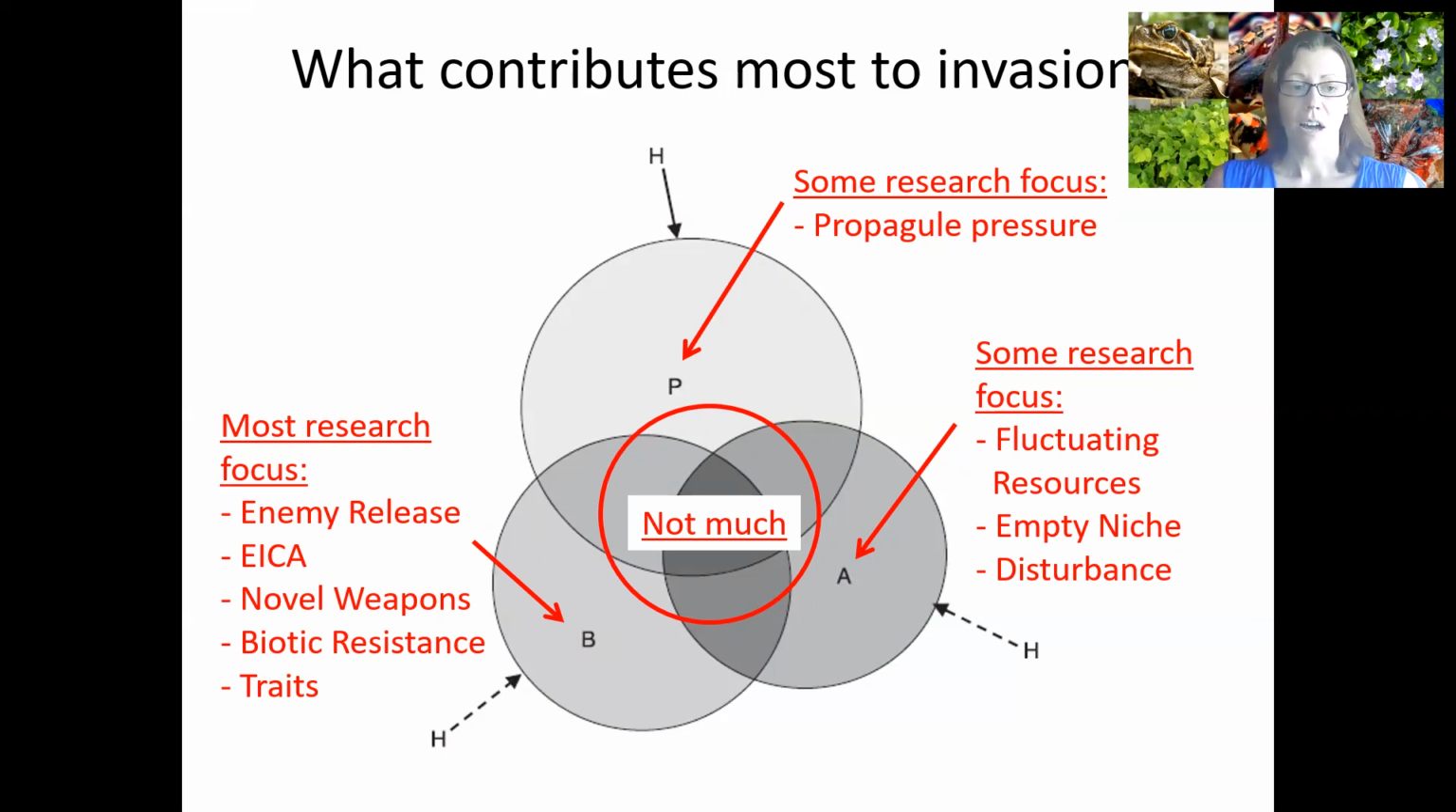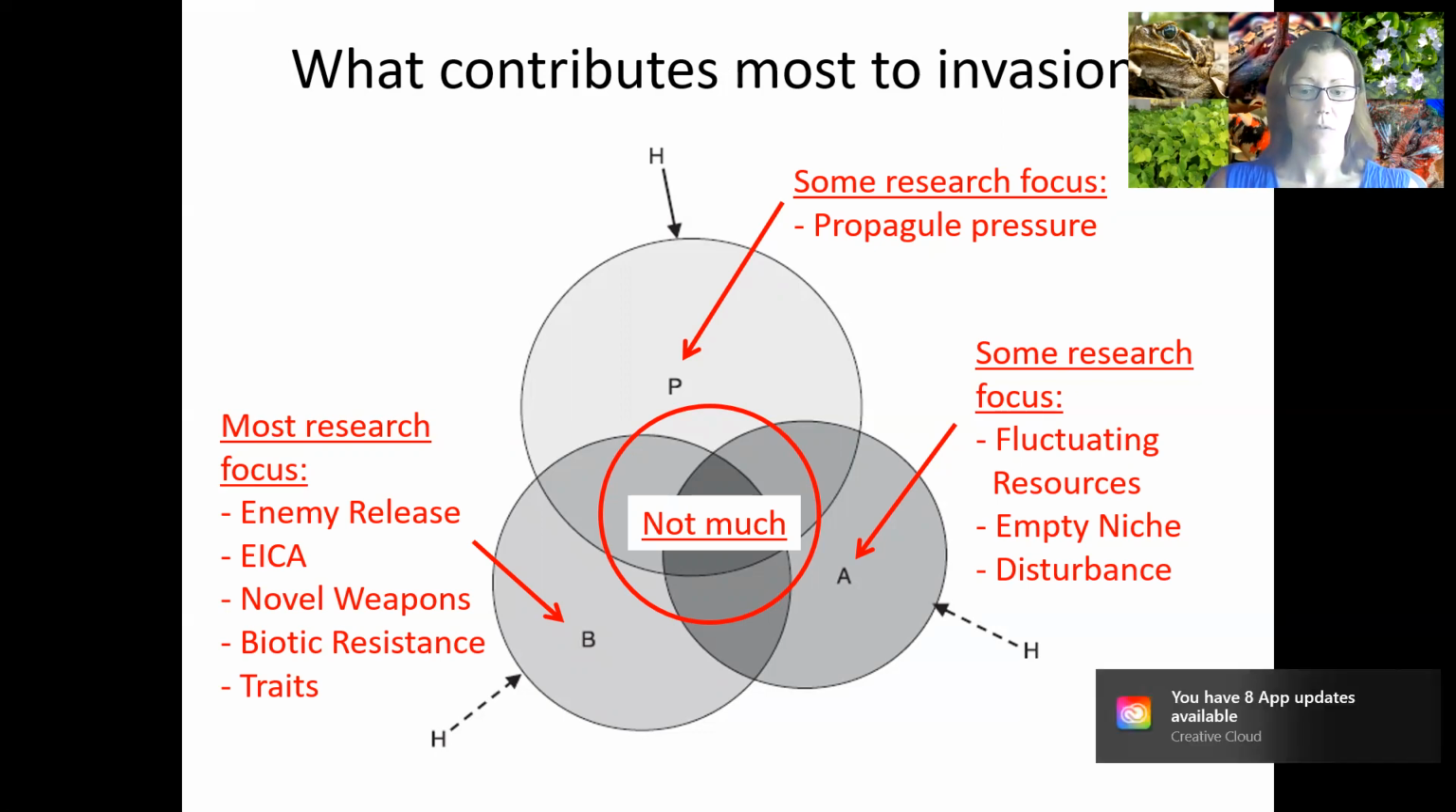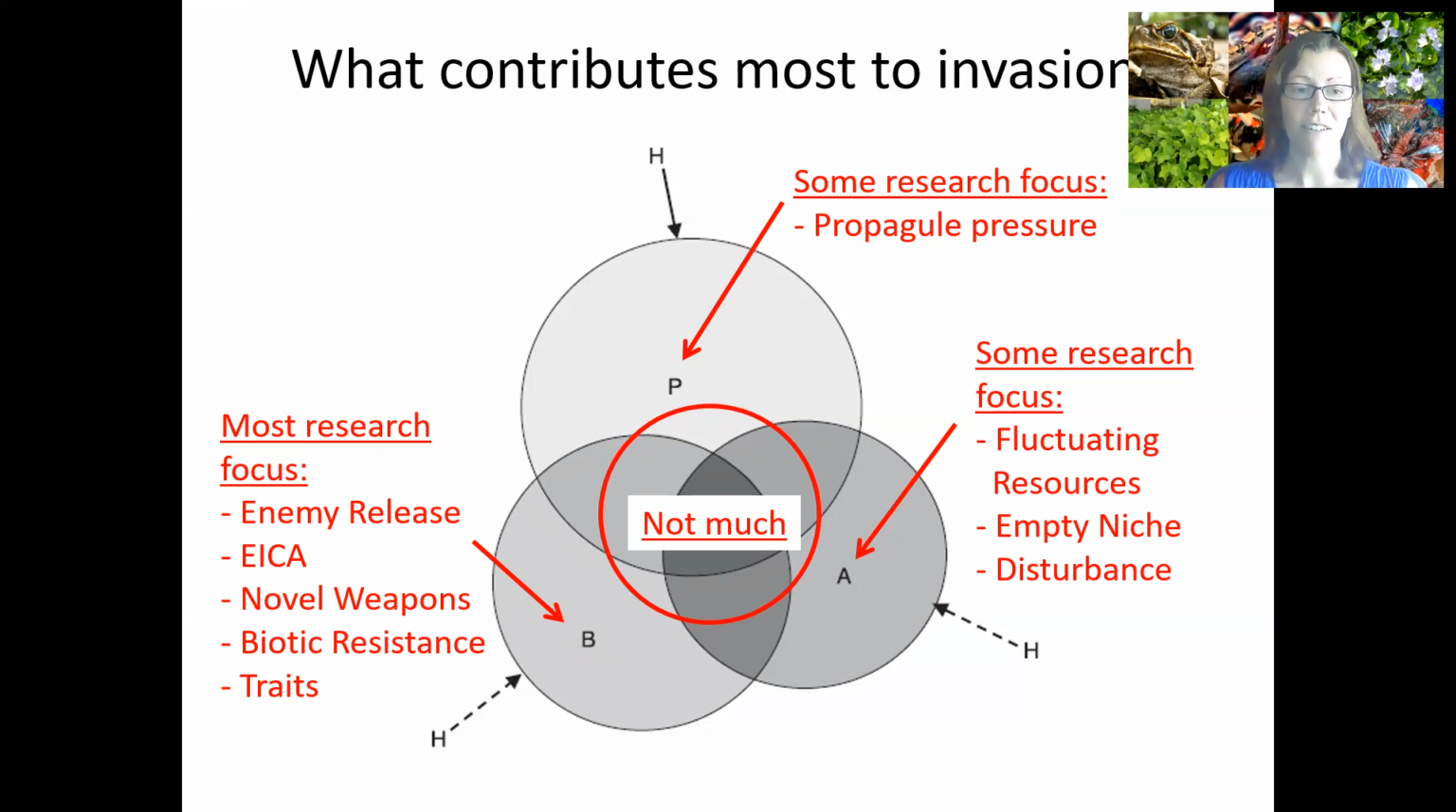But when you look across and try to find hypotheses or research that goes across all four of these components, that center of the Venn diagram, you don't see a whole lot of research in that area. And so that means that we have a hard time trying to understand which of all of these different things is most important for invasion.